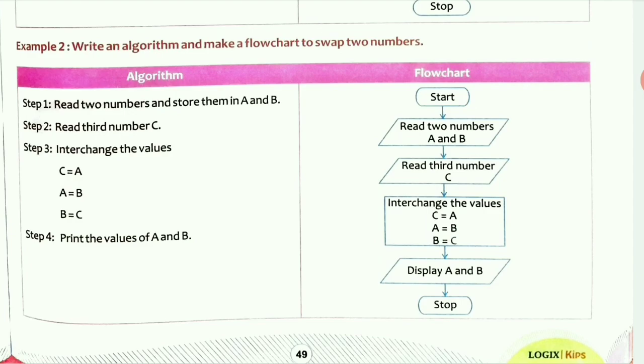To interchange the values, first you need to store the value of A in C, then store the value of B in A, and at the last store the value of C in B. So the code will be as it is written here: C equal to A, A equal to B, and then B equal to C. Now in step 4, print the values of A and B, and the values are interchanged.